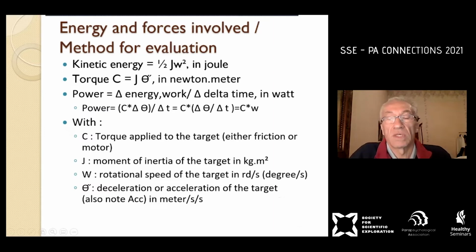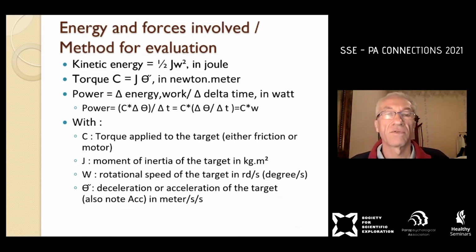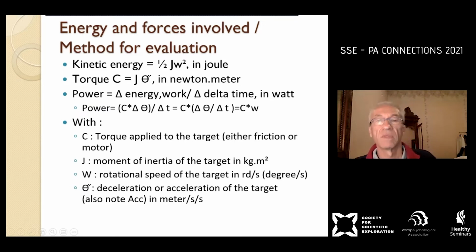Now let's go to our main topic, which was, okay, this is working, but what are the energy and forces involved in this? So we use the standard method of evaluation, which is clearly mechanical. First, the kinetic energy, which is half the moment of inertia multiplied by the rotation speed squared. Then we calculate the torque. You know, when you have to turn something, you have to apply a torque, and the torque is given by the multiplication of the moment of inertia, the same as here, by the acceleration.